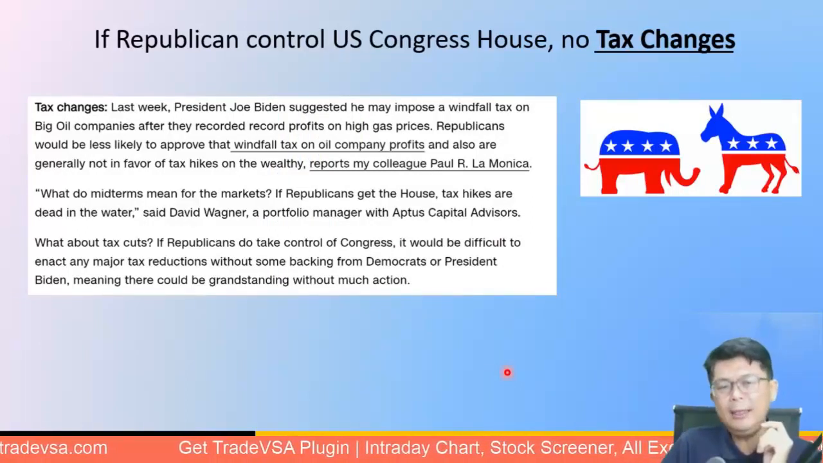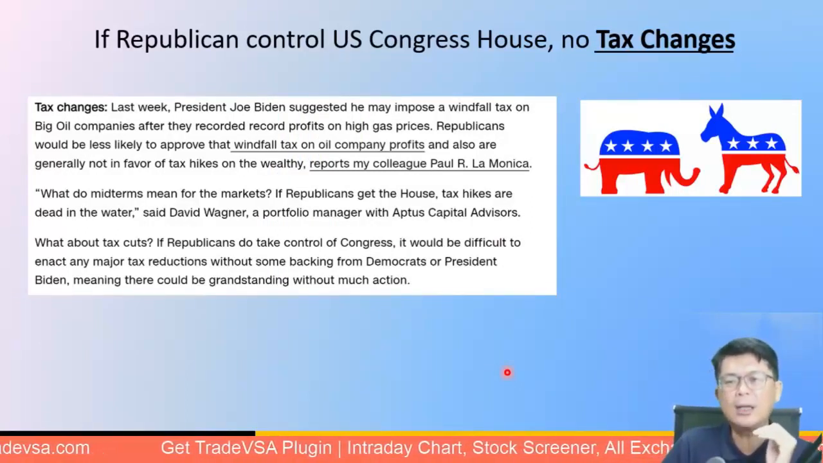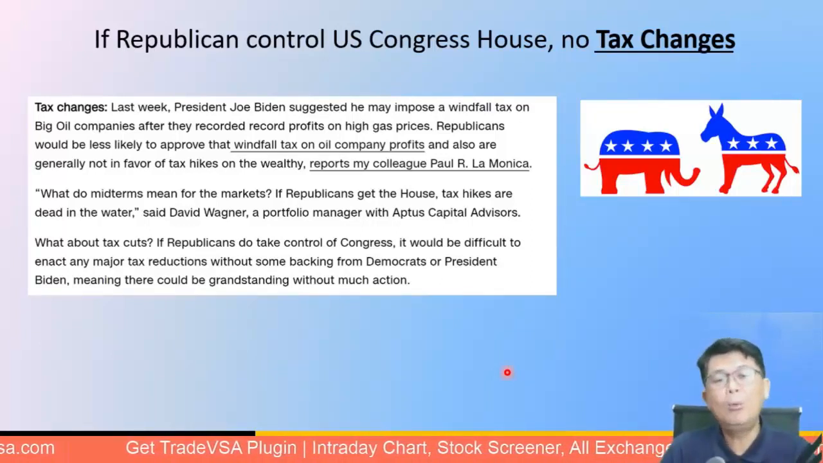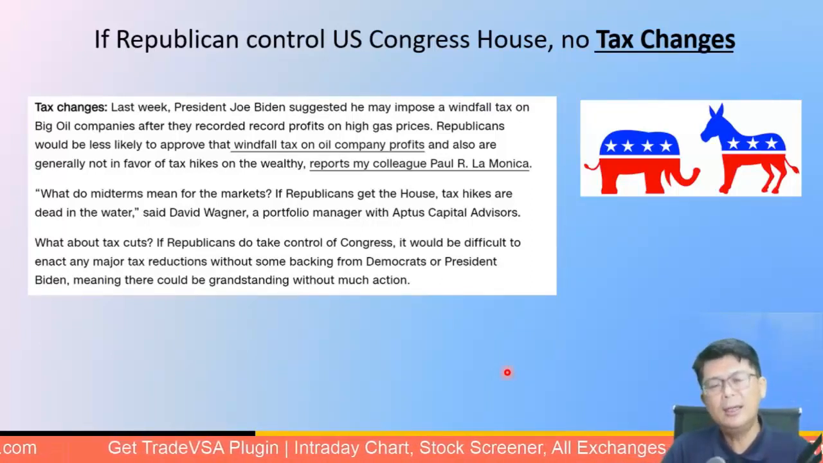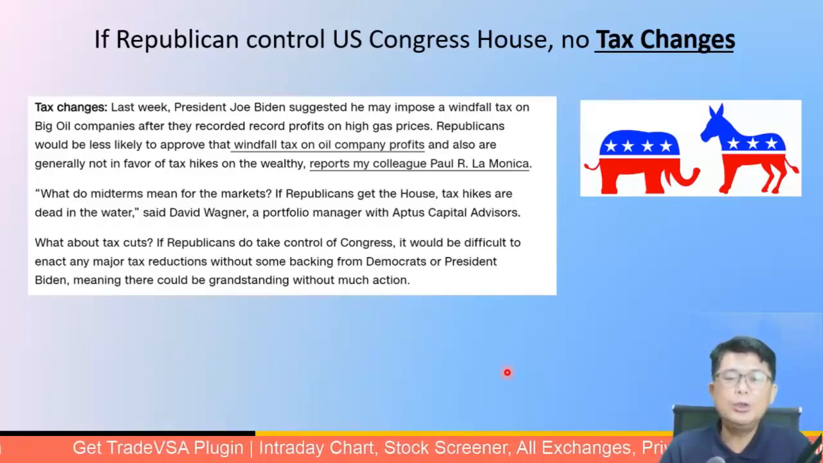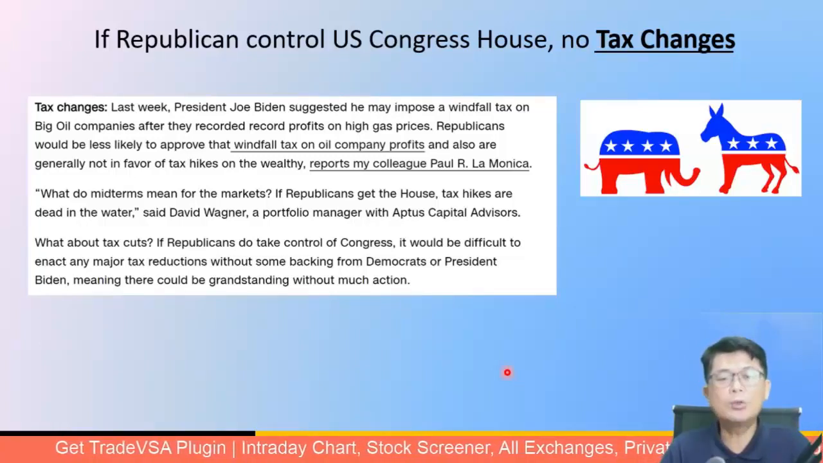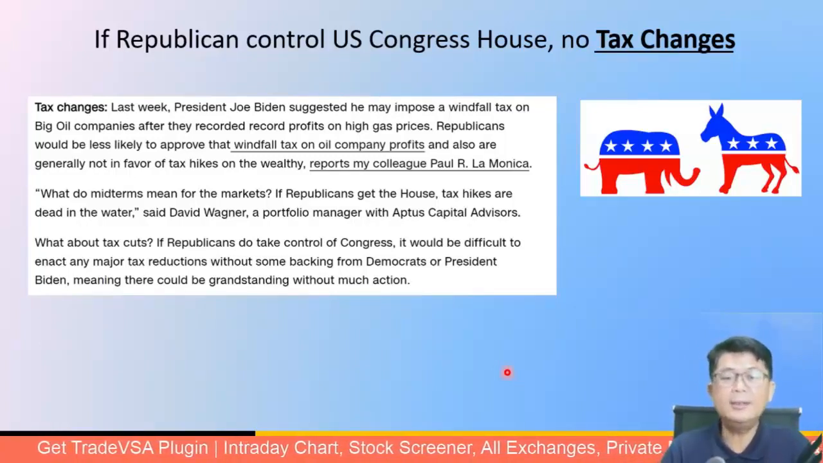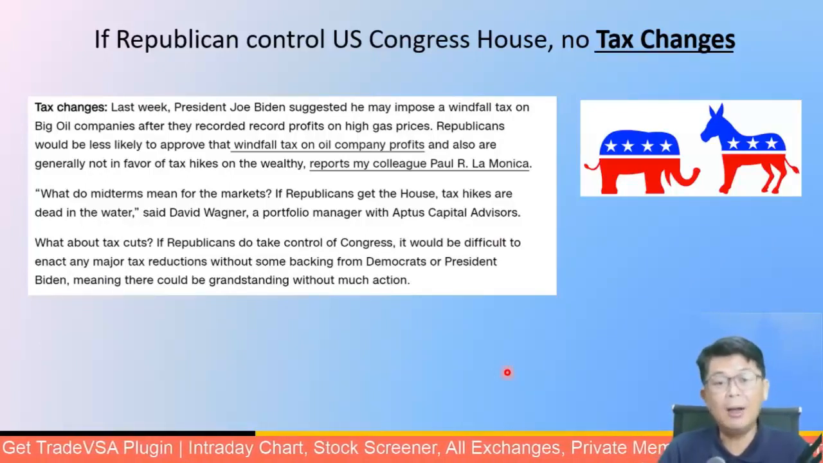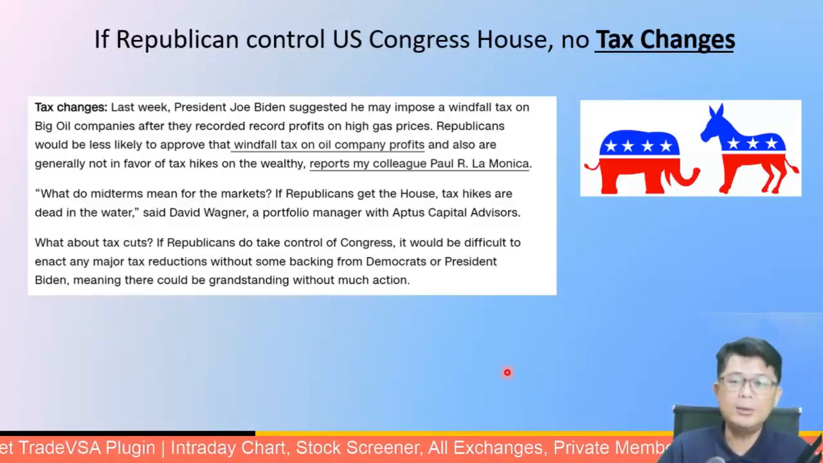Now, should the Republicans control the U.S. Congress House, right? People always talk about it. What happens if the Congress as well as the Senate is controlled by Republicans? Usually what happens is the president will focus more on foreign policies. This is usually going to be the Russia and Ukraine war as well as Taiwan. So he won't be doing so much policy in here.